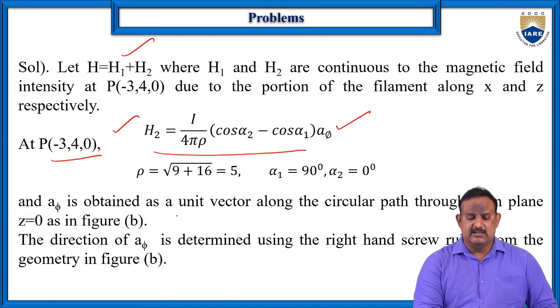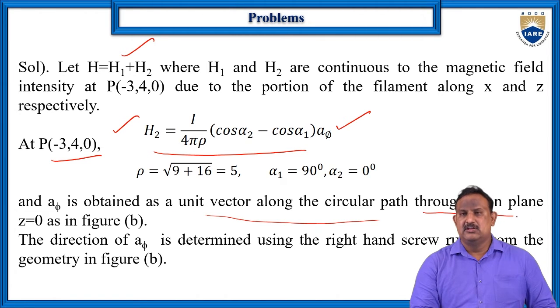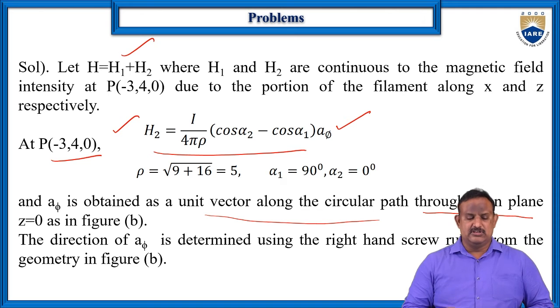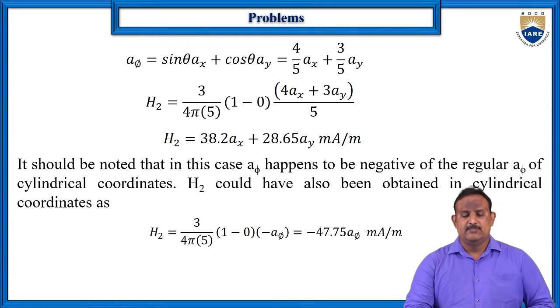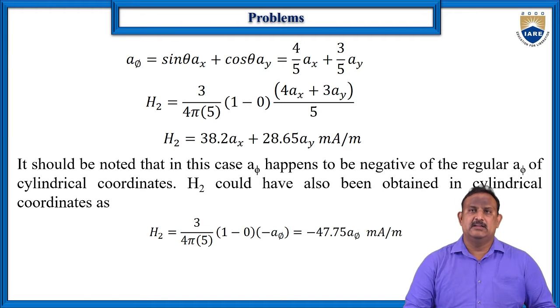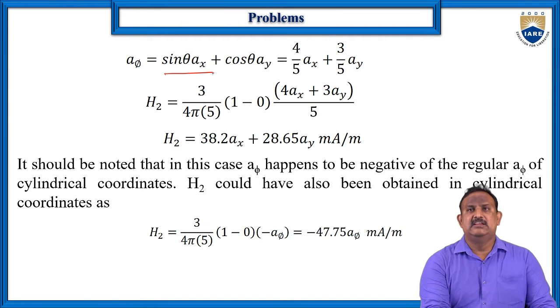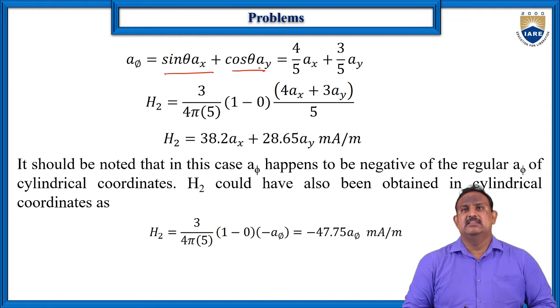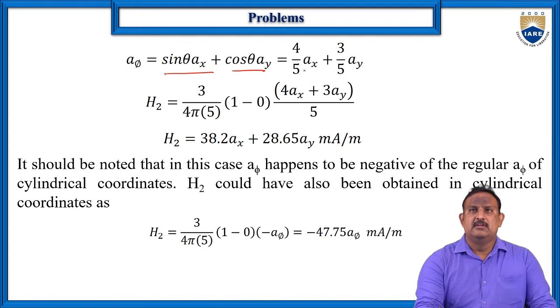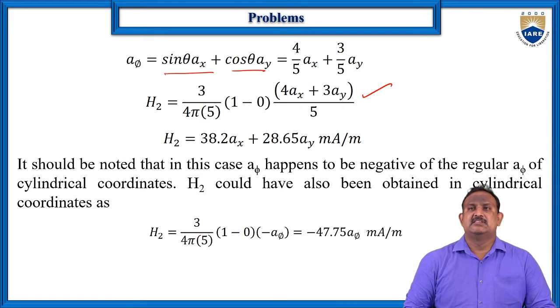So here, a phi is obtained as a unit vector along the circular path through P on a plane z equal to 0. Here the direction can be determined using the right hand screw rule. Therefore, we can write a phi as sin theta ax plus cos theta ay. From the figure, sin theta equal to 4 by 5 and cos theta equal to 3 by 5. Therefore, a phi value is (4ax plus 3ay) by 5.